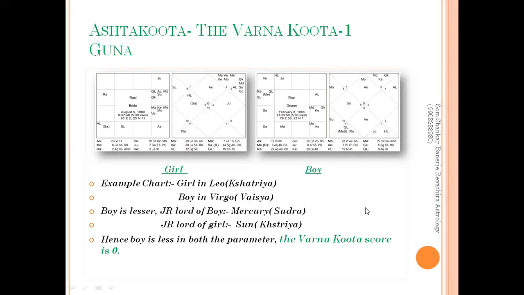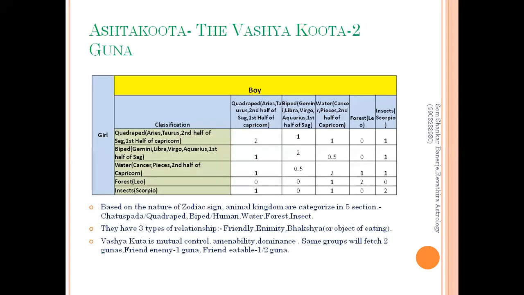Okay, as of now, as per the formula, it is coming 0 because there is no Varnakuta, because the boy's caste has come lesser than the girl's caste. So there will be a mismatch. The girl's thought process will be higher and the boy's thought process will be different to the girl.